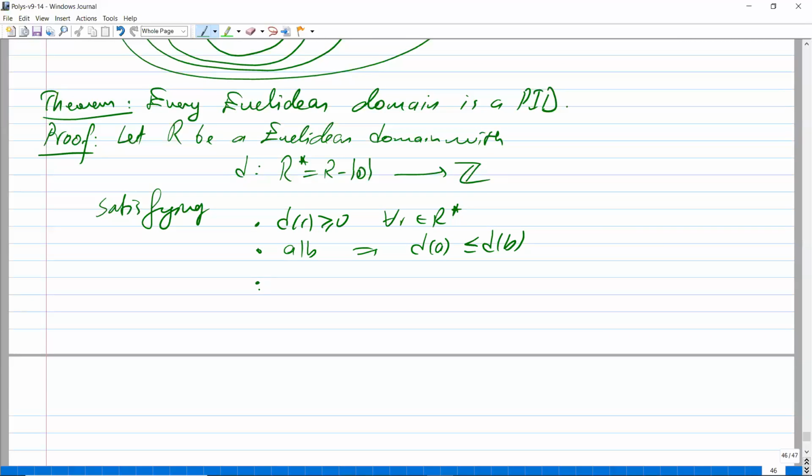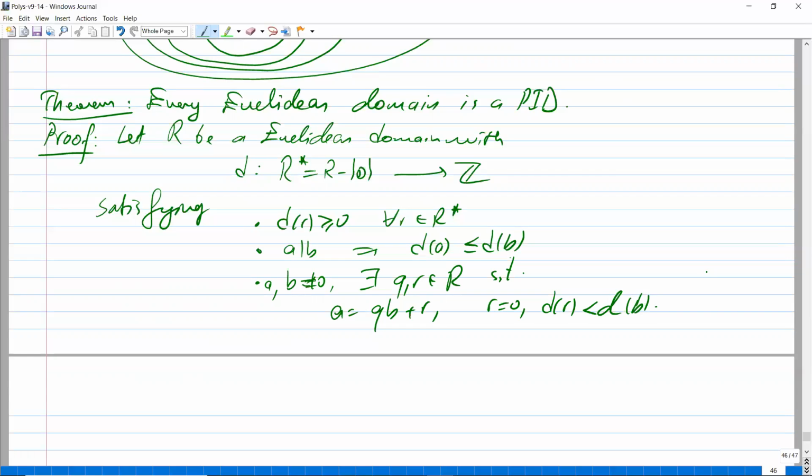And if B is not 0, there exist Q and R in R such that A is equal to Q times B plus R, where A is any element in R, and either R is equal to 0 or d(R) is less than d(B). That's the condition of a Euclidean domain.